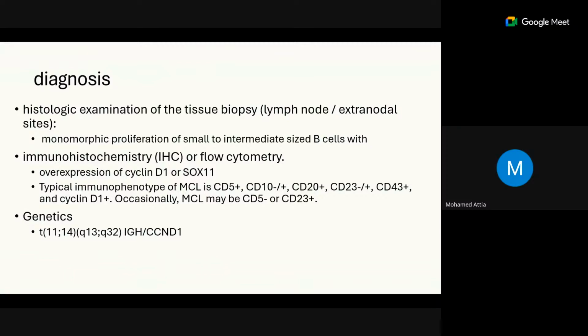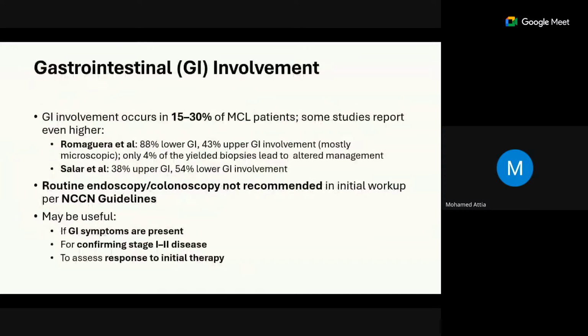This q32 of chromosome 14, you must remember very well, because that is the immunoglobulin heavy chain gene. So in this position, when q13 of chromosome 11, which carries Cyclin D1, comes beside q32 at chromosome 14 of the immunoglobulin heavy chain promoter, this will lead to increased expression of Cyclin D1.